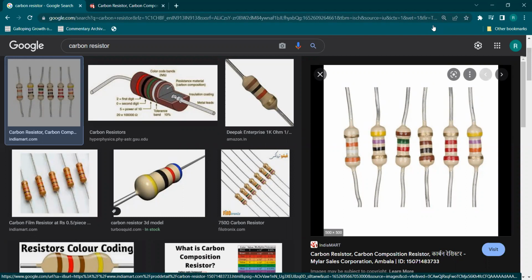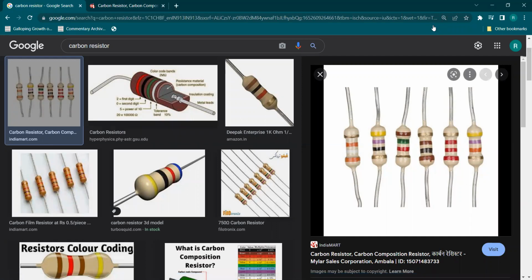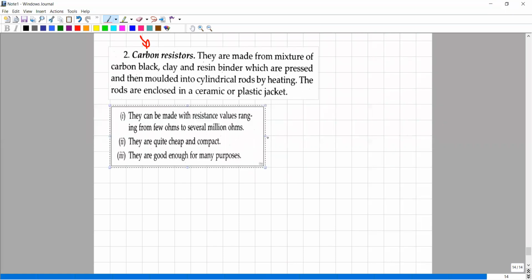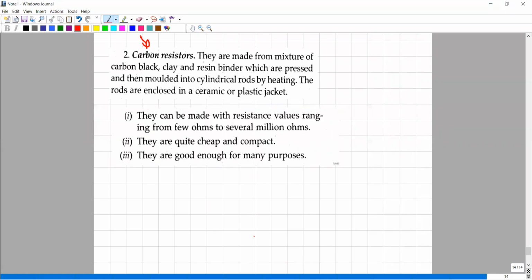Okay, the different colors. So here you have 3 reds, you have 2 browns, a black in between, and so on. Okay, so this is what we have to understand. This is pretty simple. You can read the basic definition of the carbon resistors, and they have certain advantages as well. You can pause the video and read these things.